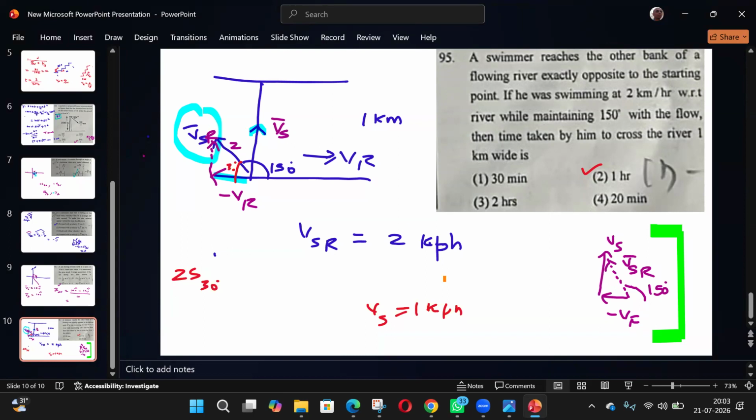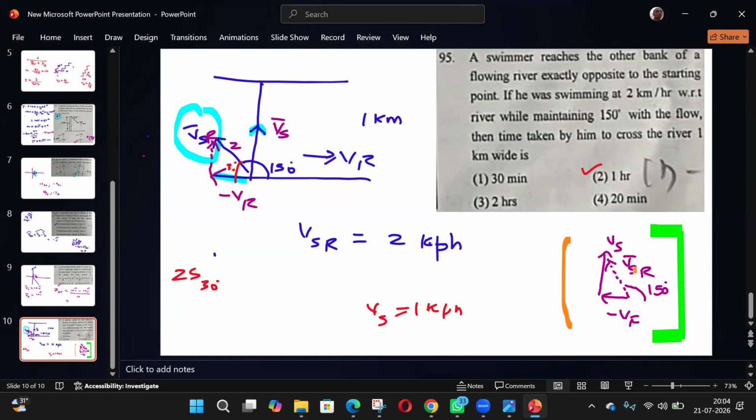So this is the triangle, the one here on the right side. Velocity of swimmer is vertically up, that's with respect to the ground or the bank, and velocity of the river is towards left. If you add these two, you get this one, which is making 150 degrees with the horizontal, the x-axis. If you get this triangle right, then you'll get the answer right.